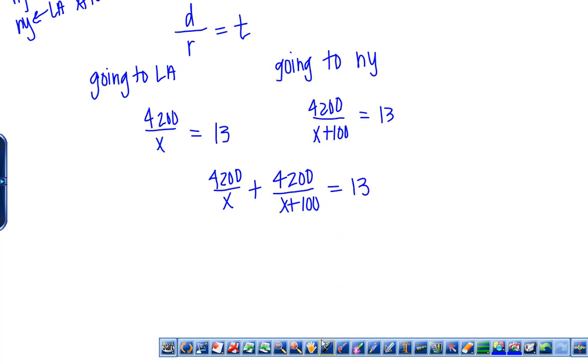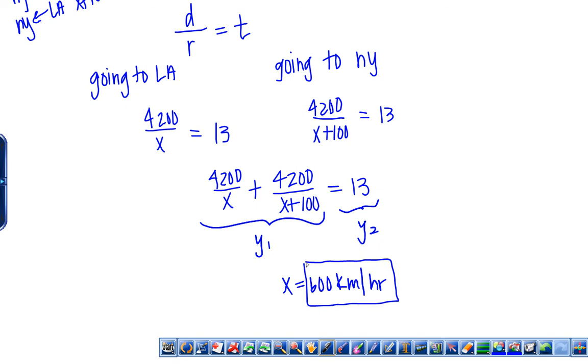And again, we have our calculators, which is really nice. So what I can do is set this into Y1 and Y2. You can leave it as is. If it makes you happier, you can move this 13 over and find your zeros or your roots. When you solve this, you're going to get your X or your rate. This gives you 16 or 600, so this would be 600 kilometers per hour. And that's the speed of the plane.